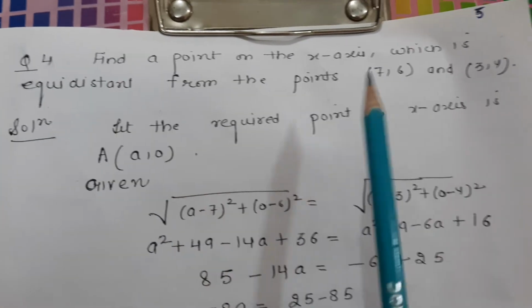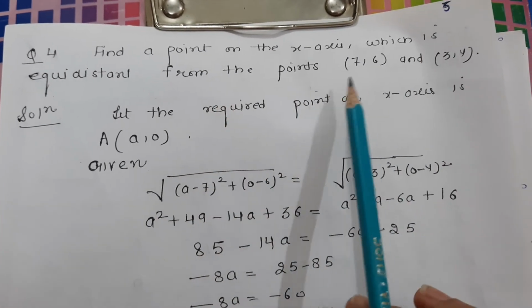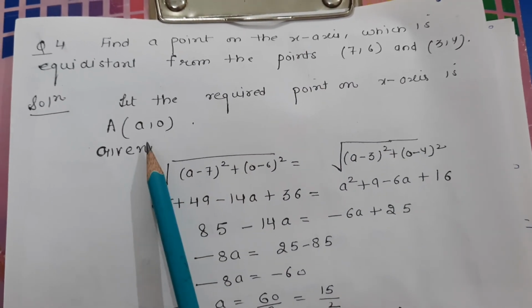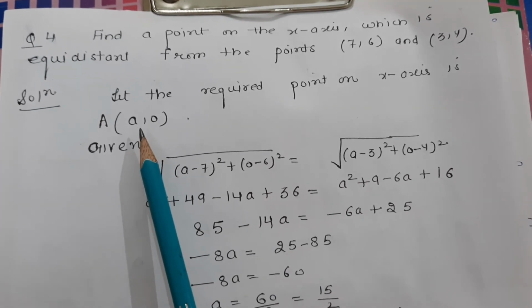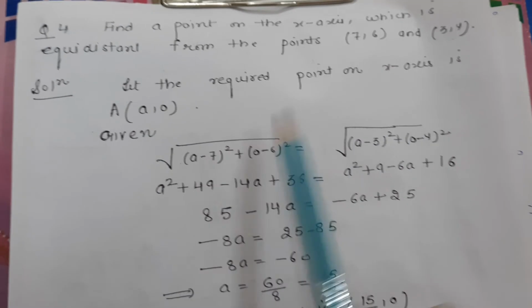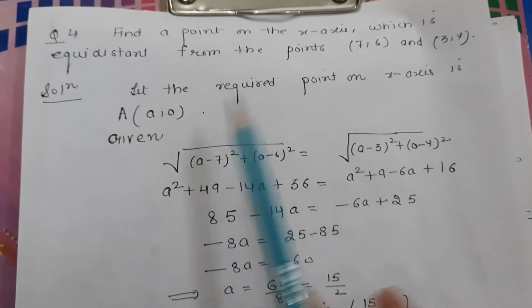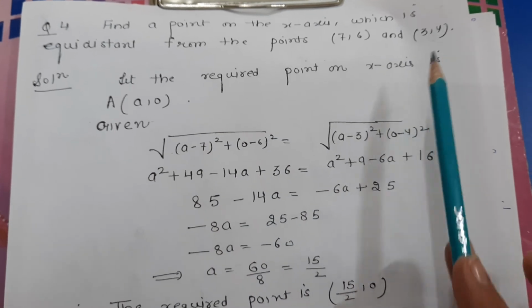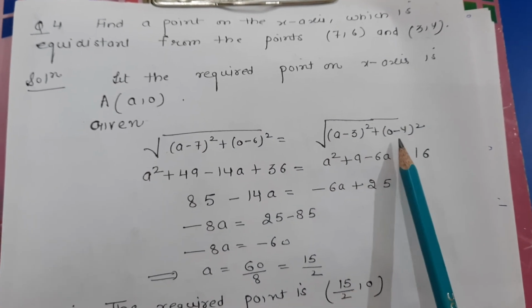Next question: find a point on the x-axis which is equidistant from these 2 points. Now the point is on the x-axis, so its y coordinate will be 0. Let the point be (a, 0). Now this point is equidistant from these two. Just apply the distance formula, that is root of (a minus 7) whole squared plus (0 minus 6) squared. Here you have root of (a minus 3) squared plus (0 minus 4) squared.